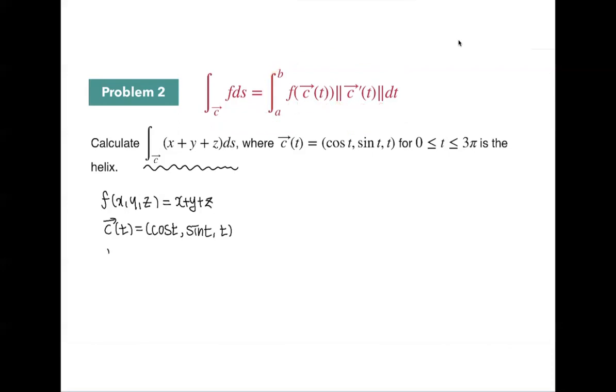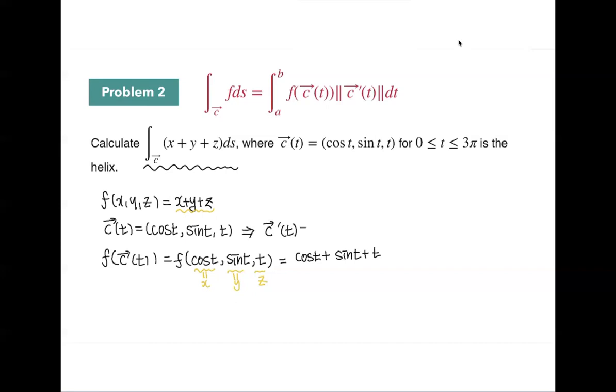To do this, f of C of t is f of cosine t, sine t, t. As you know, this is x, y, z, so we just plug in x, y, z with respect to the terms in t. So x is cosine t, y is sine t, and z is t. And we can calculate C prime t. So C prime t is given by minus sine t, cosine t, and 1 here.